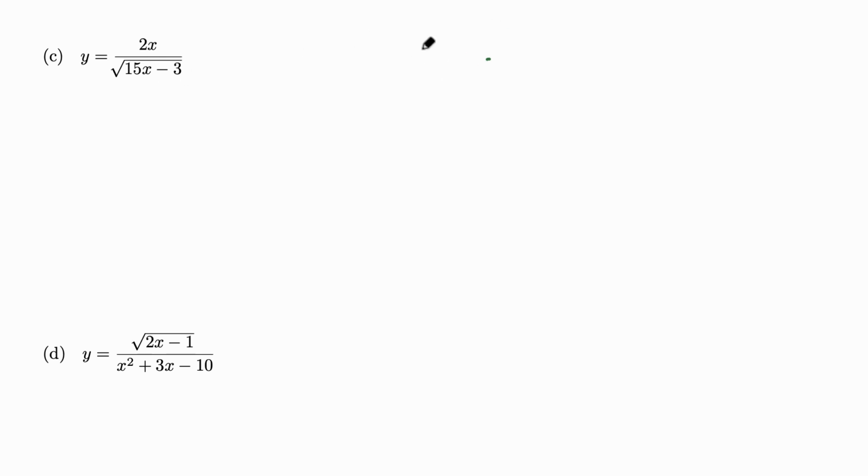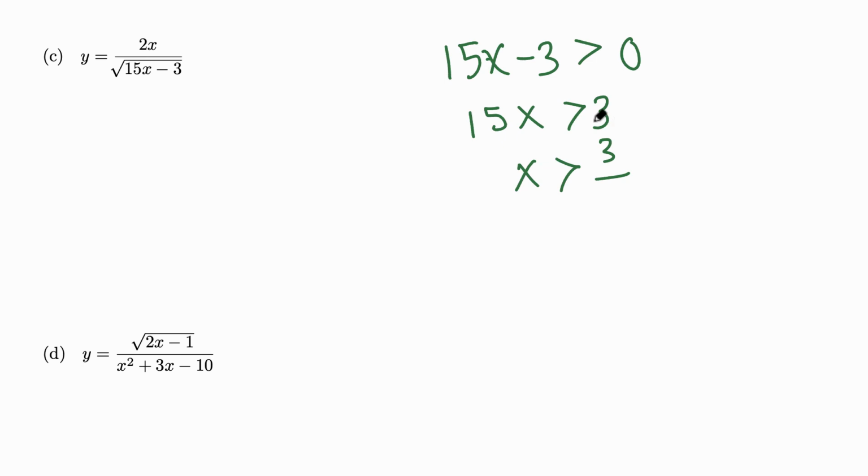So 15x minus 3, which is inside, can be bigger than or equal to 0 whenever we have a square root. But this is on the bottom, so we cannot have 0. It has to be 15x minus 3 strictly bigger than 0. From this we can find x: add 3 to both sides, now divide by 15. 3 over 15 is 1/5. So x is bigger than 1/5.